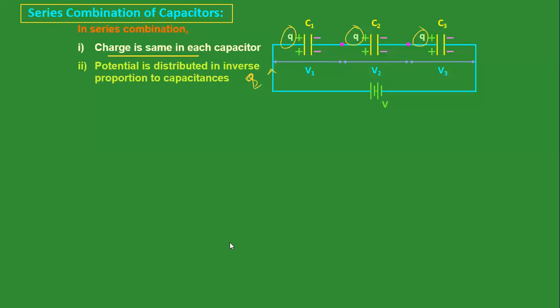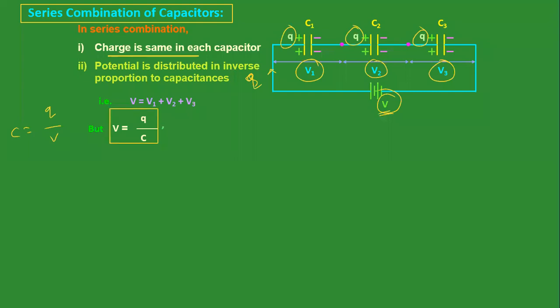Total potential is V. So we can write, by using this diagram, V is equal to V1 plus V2 plus V3. If we add V1, V2 and V3, we get V. So we write the equation: V is equal to V1 plus V2 plus V3. But we know the formula of capacity, C is equal to Q by V. Sorry, we can use small q or capital Q, it doesn't matter. By using that, we get the formula V equals Q by C.